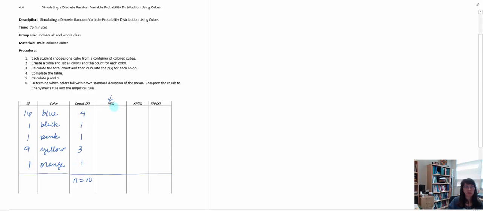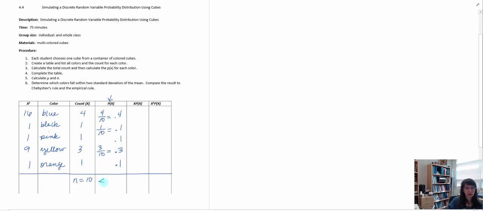Our probability of x means that 4 out of 10 blocks were blue. So 4 divided by 10 would give us 0.4. 1 out of 10, or 1/10, is 0.1. Again, we have 0.1. And the last one is again 0.1. And for the yellow blocks, there were 3 out of 10 that were yellow. So that is the probability 0.3.